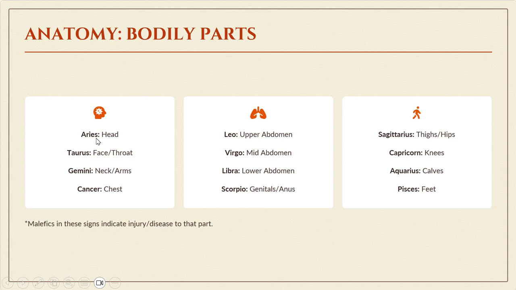See, we are starting from the head. Aries is head, Taurus is face and throat, then we come to neck and arms, then chest, so we are moving down. Then we come to upper abdomen, then mid abdomen, then the lower abdomen, then the genital area, then thighs, knees, calves, and then feet. So it is not difficult to remember this. We are just moving from up to down, as the Rashi goes from 1, 2, 3, 4 to 12.